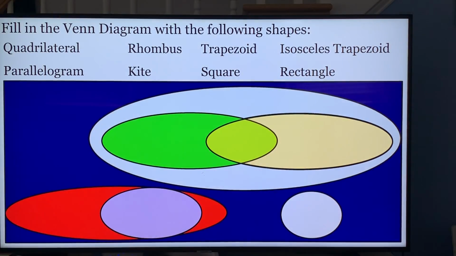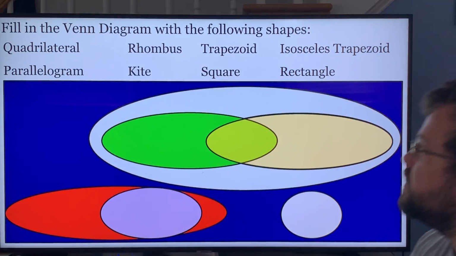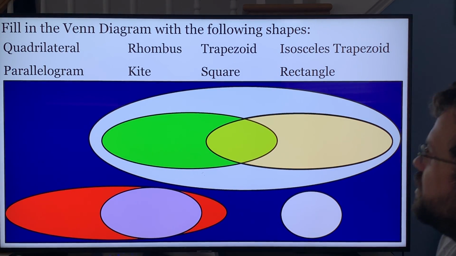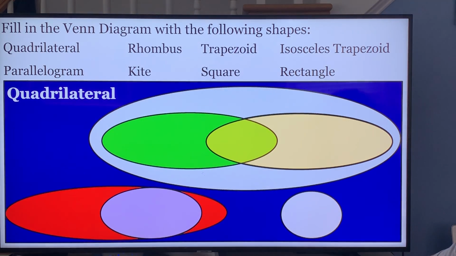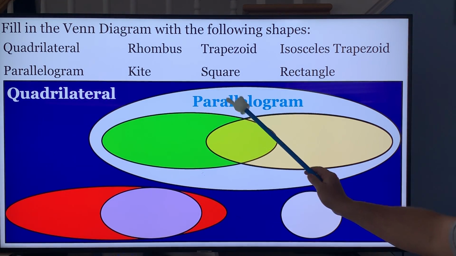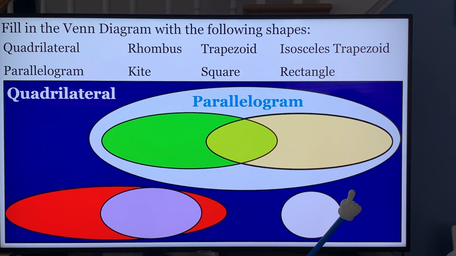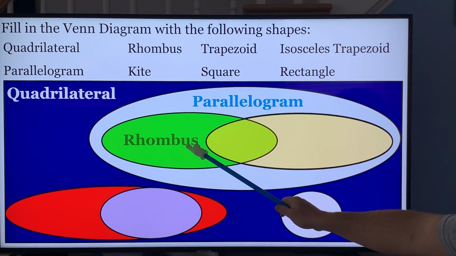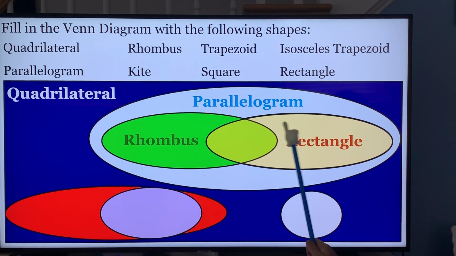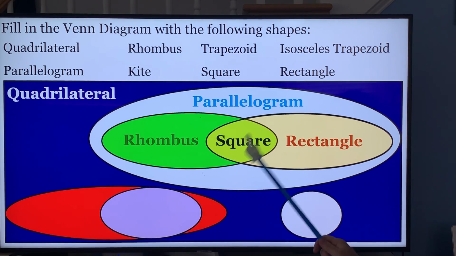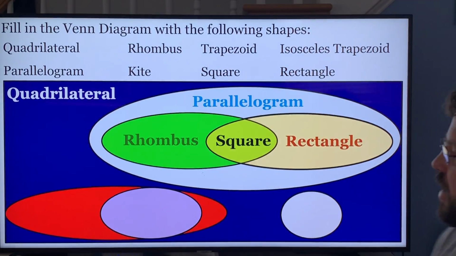All right. Now, last thing we're going to do here is fill in this Venn diagram with the following shapes. So, do it real quick, and then I will see if you are correct. All right, let's go. Quadrilateral. That's everything. Venn diagram means if you're in part of the Venn diagram, you're part of that. So, next part is a parallelogram. A parallelogram is a quadrilateral. Now, parallelogram consists of rhombuses and rectangles, and if something is both a rhombus and a rectangle, it is also a square. So all three of these are types of parallelograms, and all four of these are types of quadrilaterals.